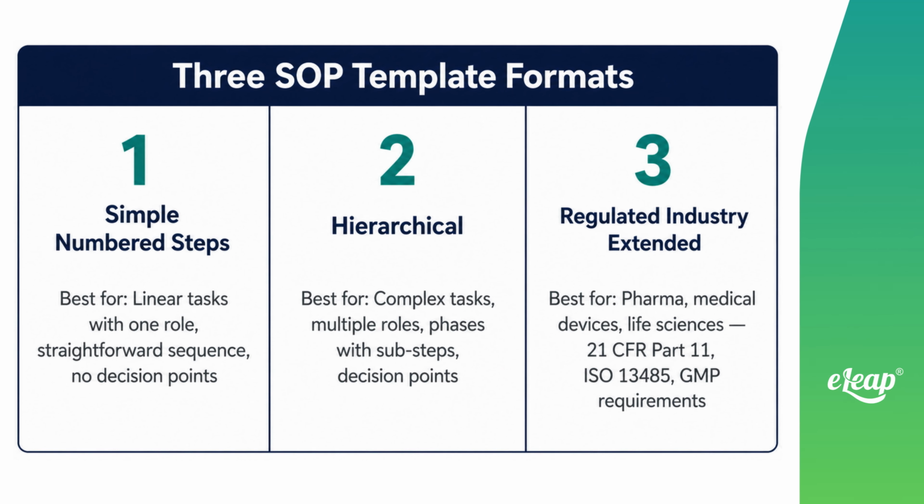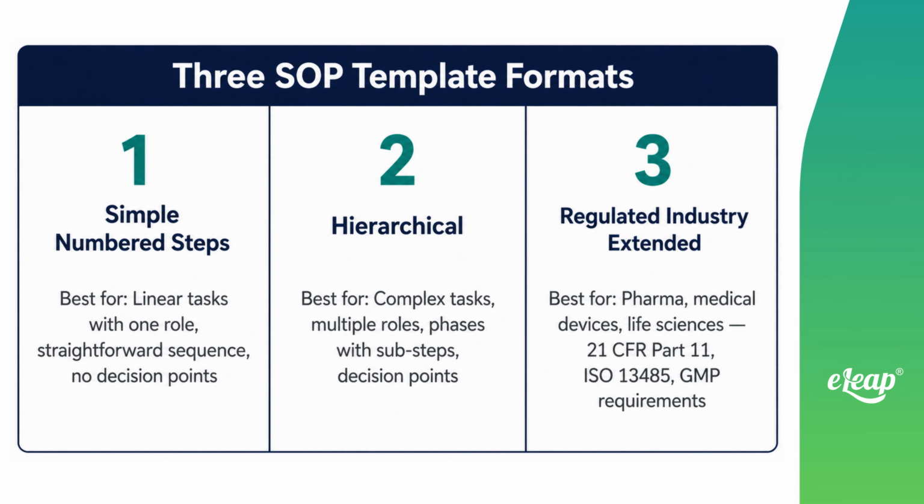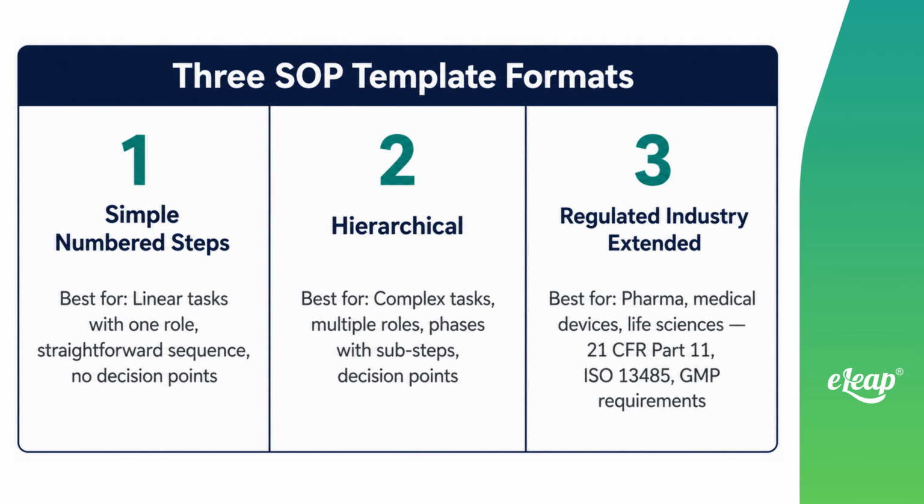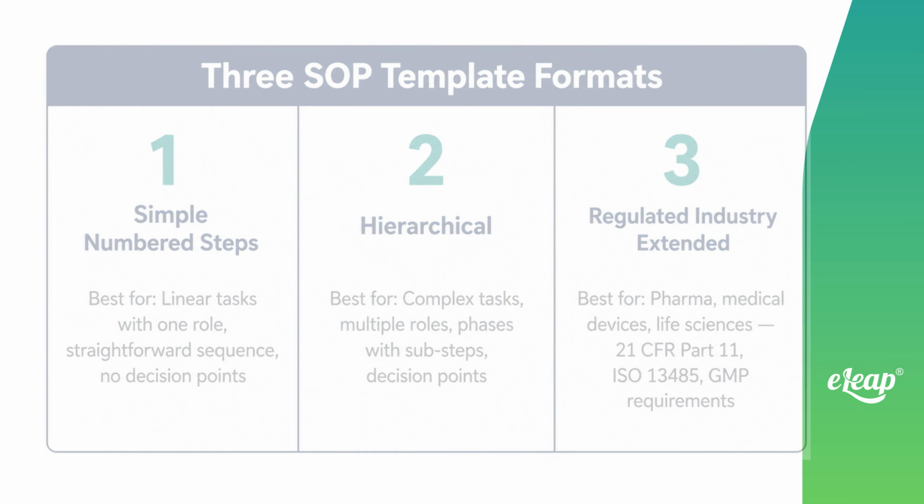3 template formats. Simple numbered steps for linear tasks with 1 role and no decision points. The majority of operational SOPs fall here. Hierarchical for complex procedures with multiple roles, phases, and decision points. And the regulated industry extended template, which adds the additional required fields for organizations operating under 21 CFR Part 11, ISO 13485, or GMP requirements. We will walk through each one.